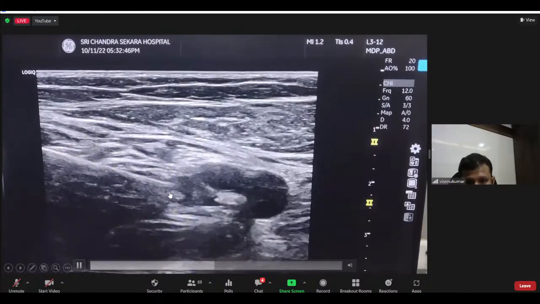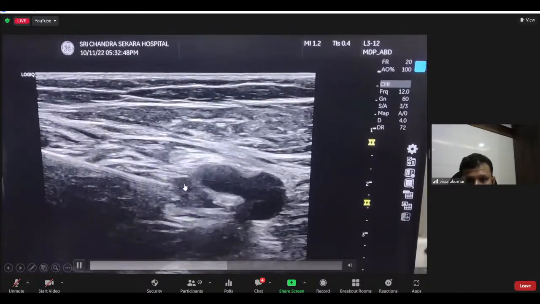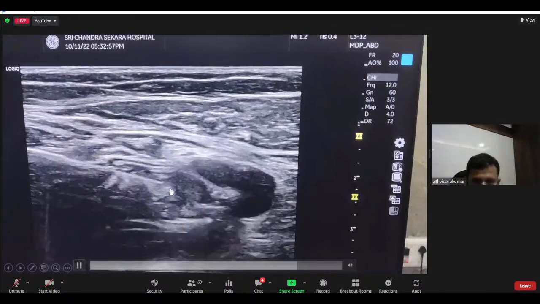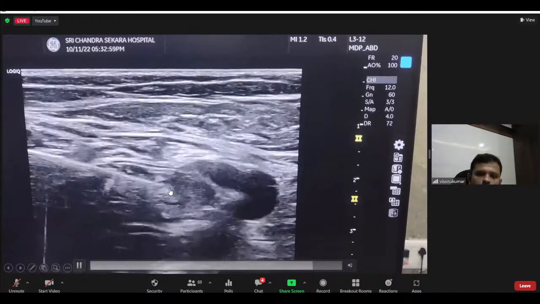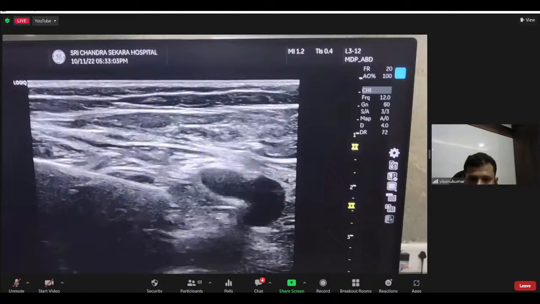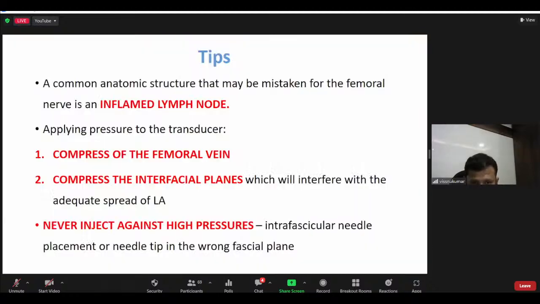So this is the nerve here. And you can see the pool of the local anesthesia which is present above the nerve. And the patient had an excellent relief. This case I did two days before, and the patient had a wonderful relief. So some tips: the most common anatomic structure that may be mistaken for the femoral nerve is an inflamed node.